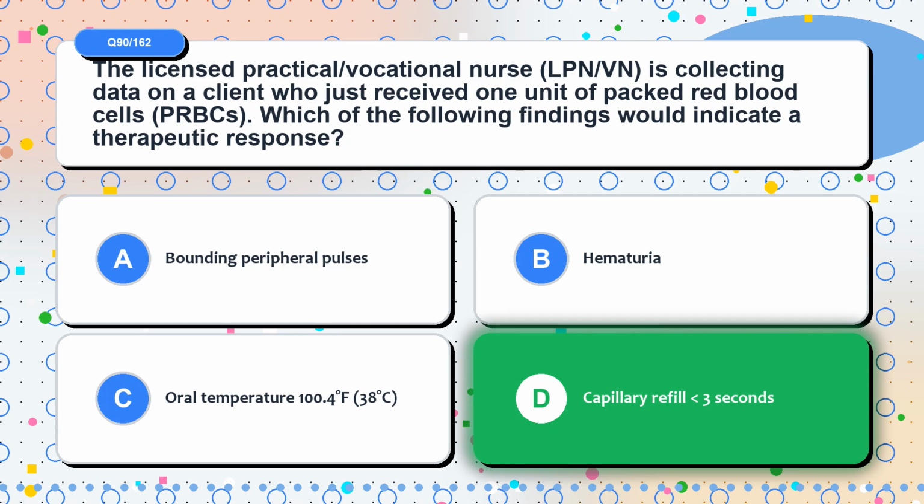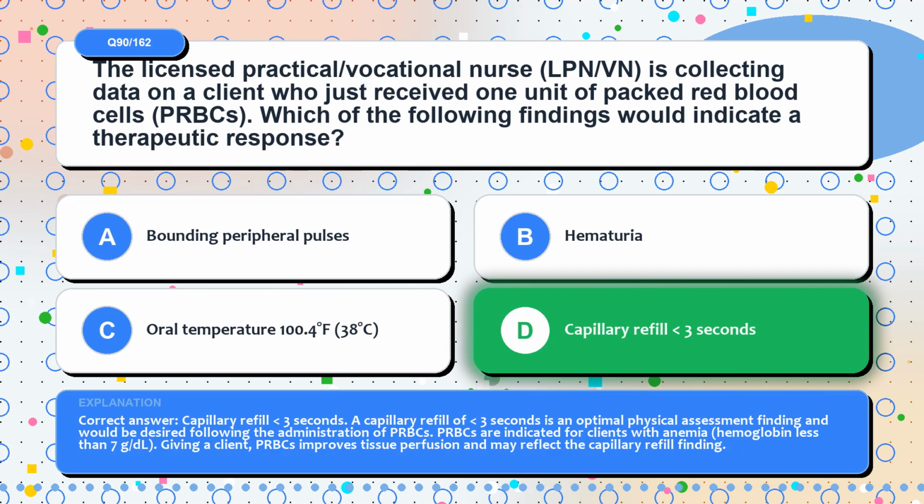The correct answer is option D. Capillary refill 3 seconds. A capillary refill of 3 seconds is an optimal physical assessment finding and would be desired following the administration of PRBC. PRBC are indicated for clients with anemia, hemoglobin less than 7 g/dL. Giving a client PRBC improves tissue perfusion and may reflect the capillary refill finding.